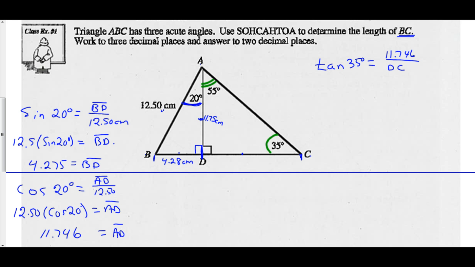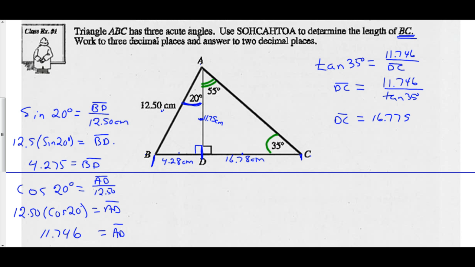Recall that if our unknown is in the denominator of this equation, we solve it by this step: DC should equal 11.746 divided by the tangent of 35 degrees. If you do that, you find out that side length DC is 16.775. So 16.78 centimeters. And the question we were asked is to determine the length of BC.